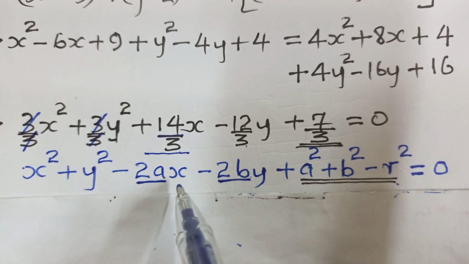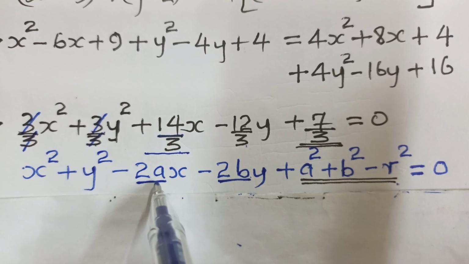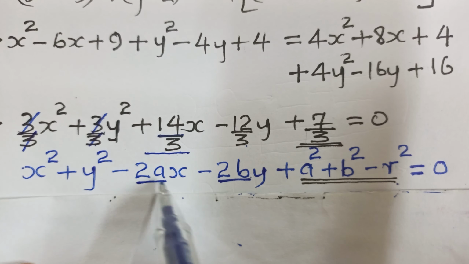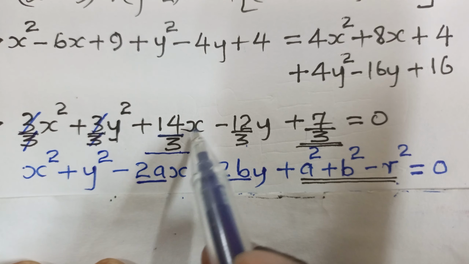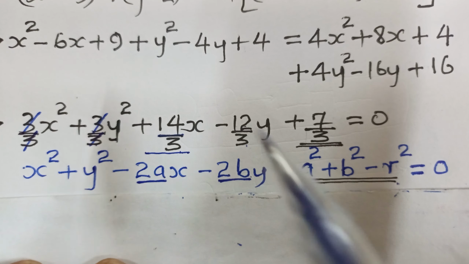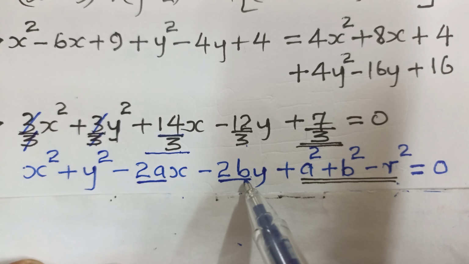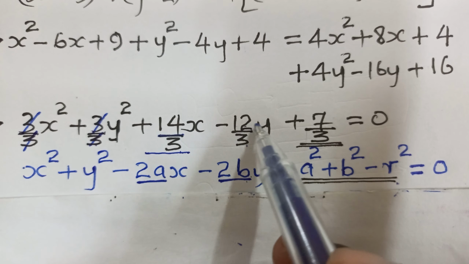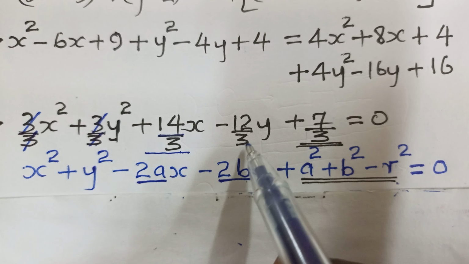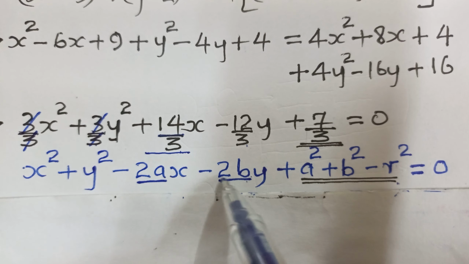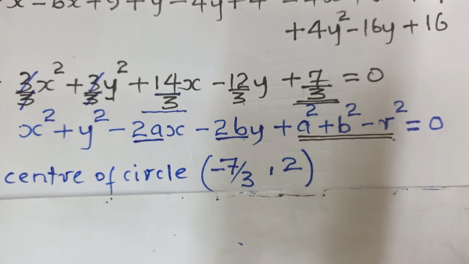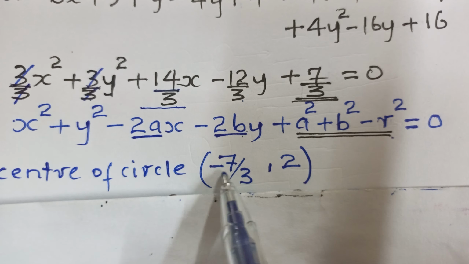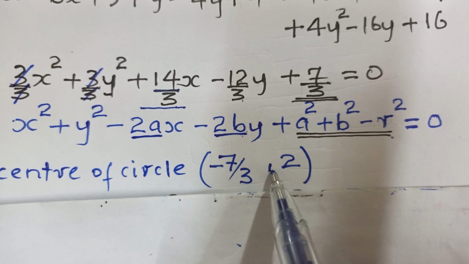The coefficient of x is where we get our a. As you can see, we have negative 2a, which we equate to 14 over 3, because this is the coefficient of x. The same applies to b: we have the coefficient of y, negative 12 over 3, and we equate it to negative 2b. That is to get the center of the circle. Therefore, the center of the circle will be (-7/3, 2).